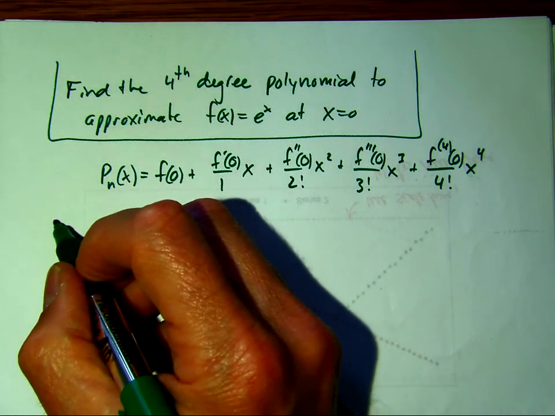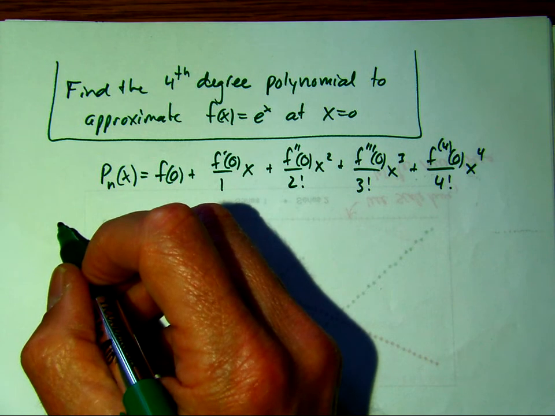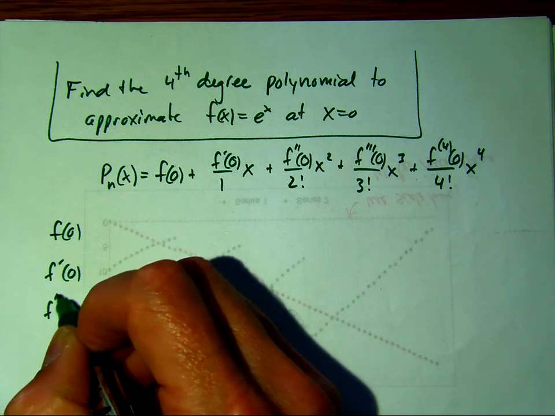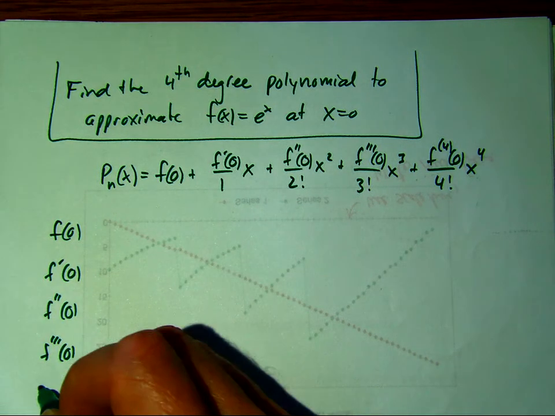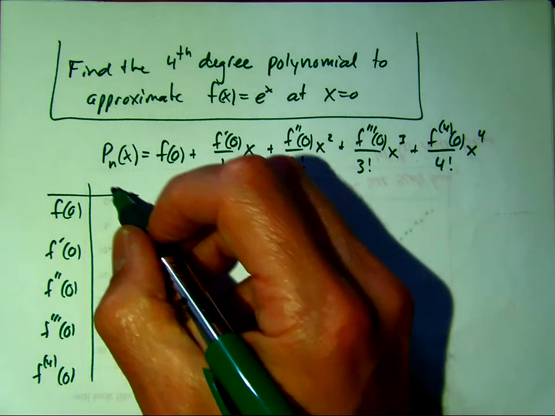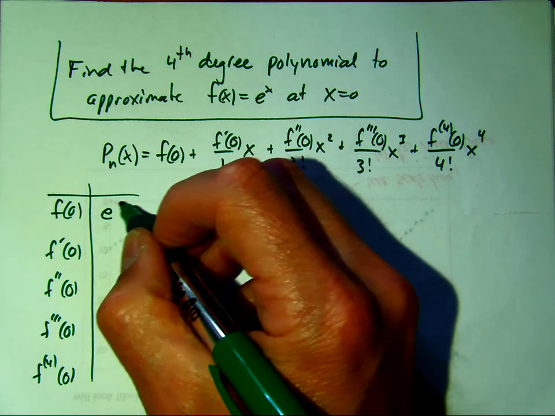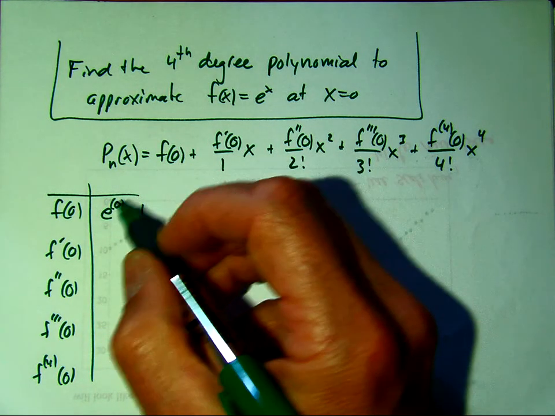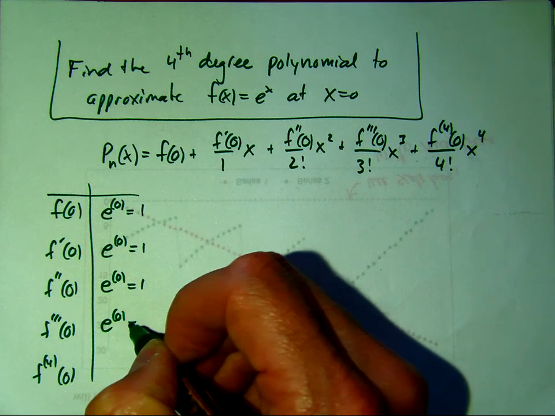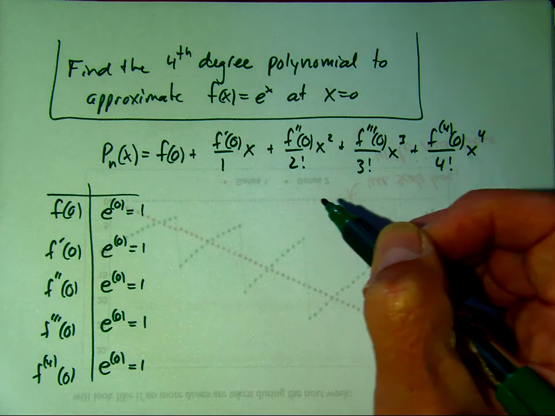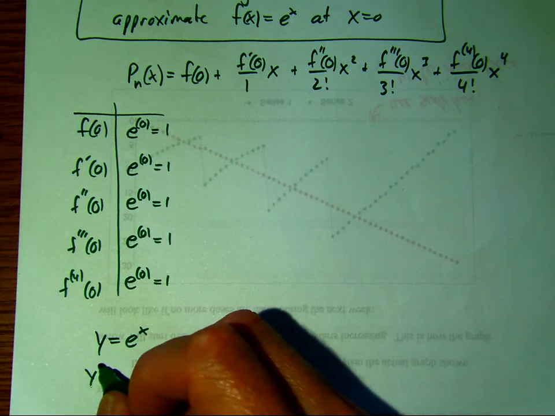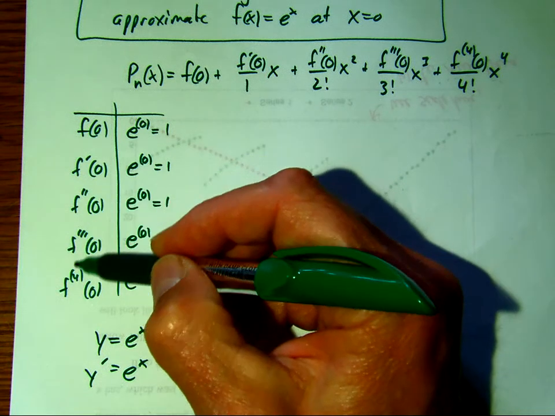We want f of 0, f prime at 0, and so on. f is e to the x, and we want e to the 0. The derivative of e to the x is e to the x, so this is going to be a pretty simple one. Remember that if y equals e to the x, y prime equals e to the x. We're doing higher order derivatives, but it's always going to be e to the x.